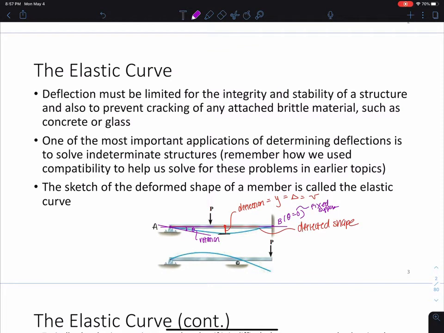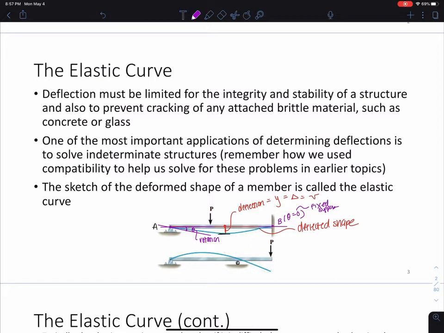deflected shape like this. Okay, and again, one of the most important applications, of course, in addition to determining deflections, because those are also very important, especially when we're designing, which is not often, but when we're dealing with brittle material. We do design with concrete a lot that's brittle, but we reinforce it with steel and do a couple of other things to mitigate that brittleness. But we don't necessarily design an entire building with glass and no other support.